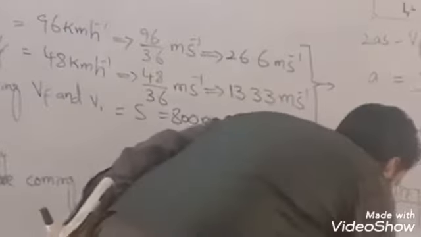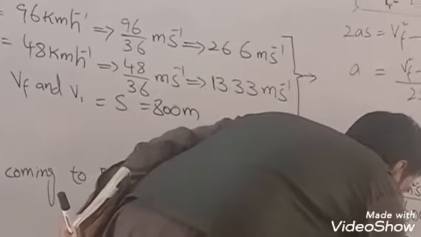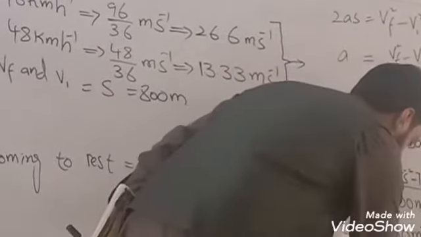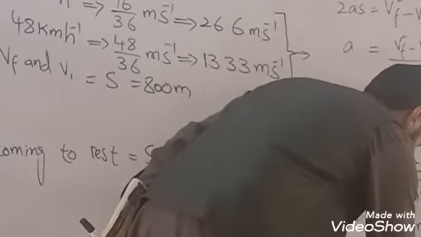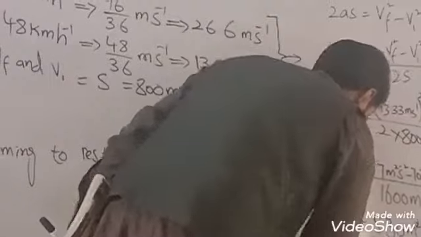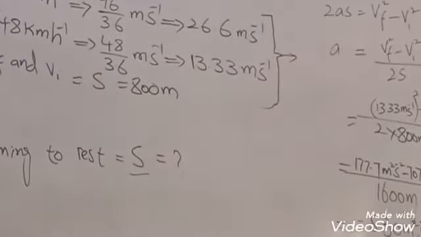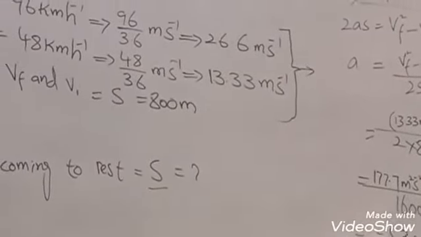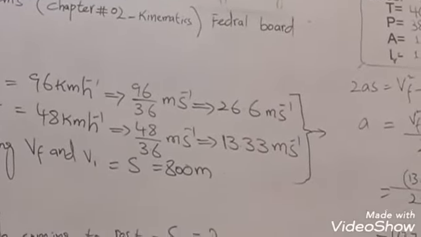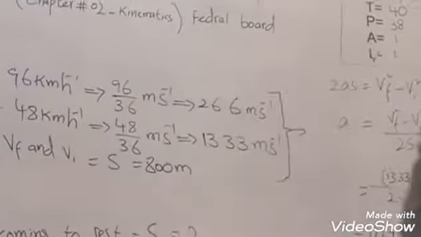By dividing these two, 0.33125 minus 0.33125. So this will be 0.331 meter per second square. There is no need to write more than 3 digits after decimal. Clear? Okay. So we got the acceleration.